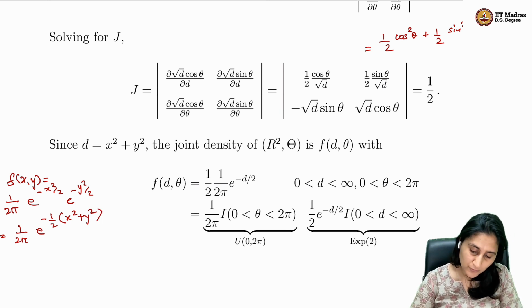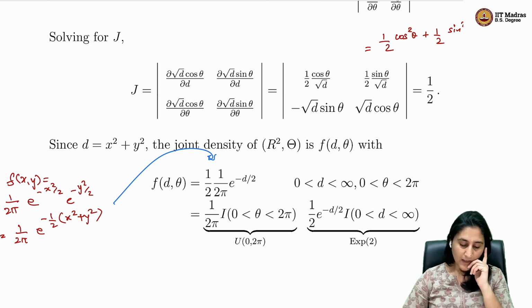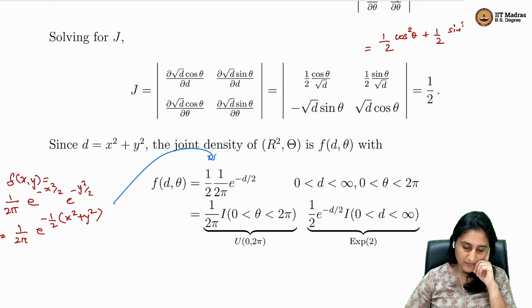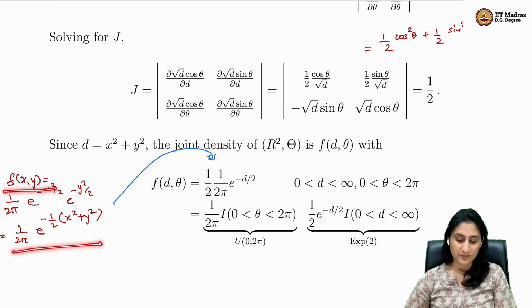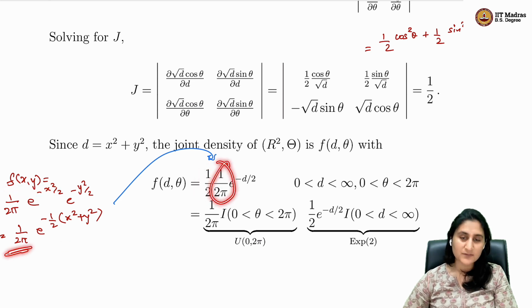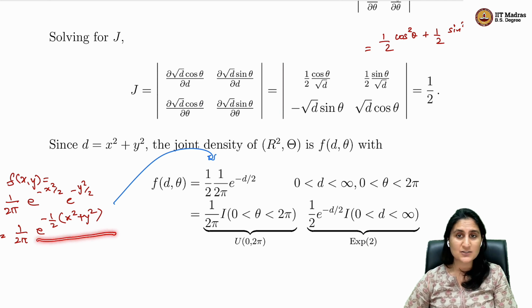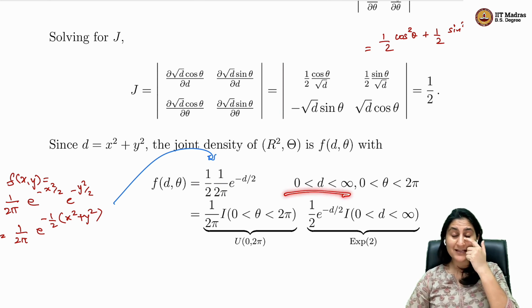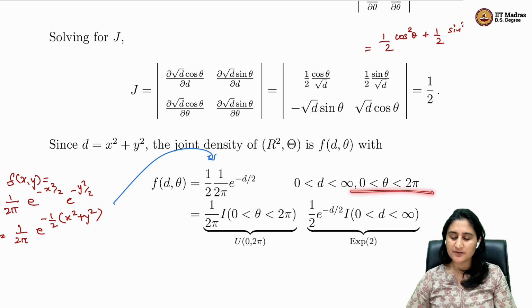And what we're going to do is use this here because I know that f of x, y is equal to this expression over here. So I get 1 by 2 coming from the Jacobian, then I get 1 over 2 pi coming from this. Then I have e to the power minus half times x squared plus y squared, which is a function of d, and that is just d by 2. That's it. And d is defined from 0 to infinity because that's my support for r squared, and theta is defined from 0 to 2 pi because that's my support for theta.